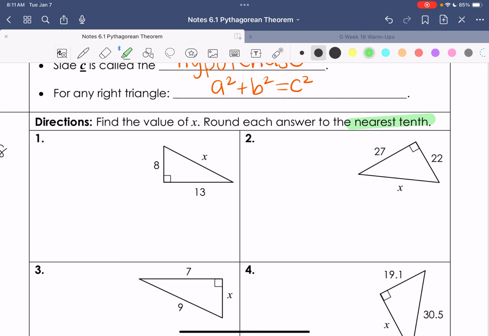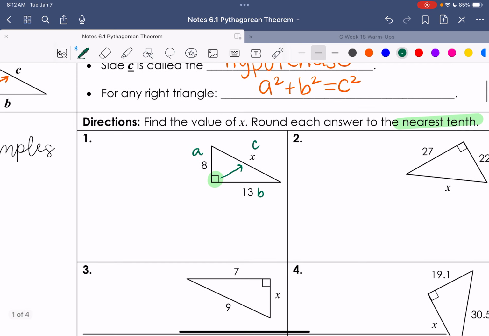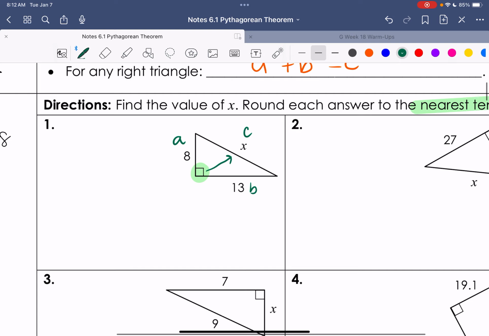Okay, so for the first one, we have 8, 13, and x. So it's important that we figure out which one is the hypotenuse. So wherever the right angle is, so here's our right angle, when you go across from it, that has to be C. And then the other two can be however you want. So I'm just going to go in this order. So when I write out my Pythagorean theorem, I'll have 8 squared plus 13 squared equals x squared.